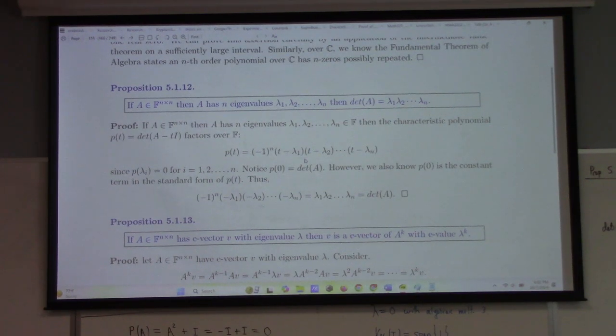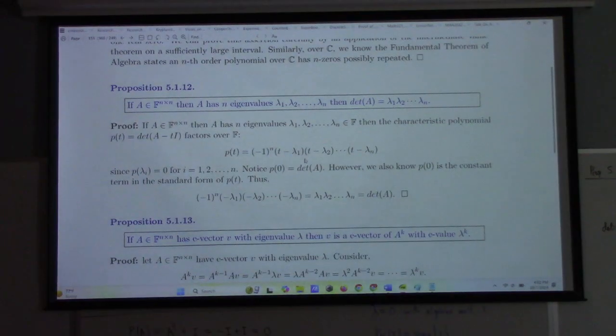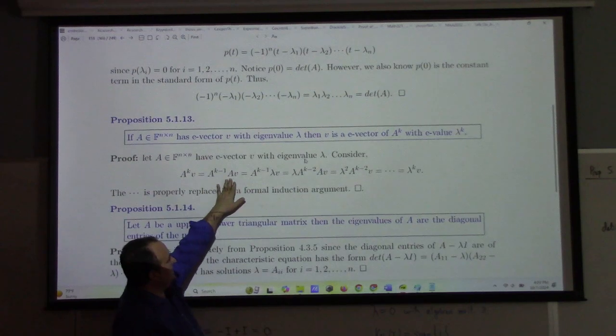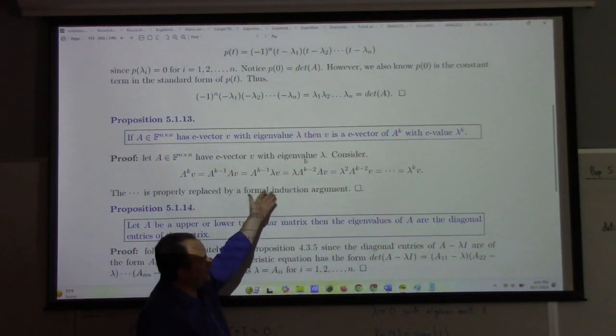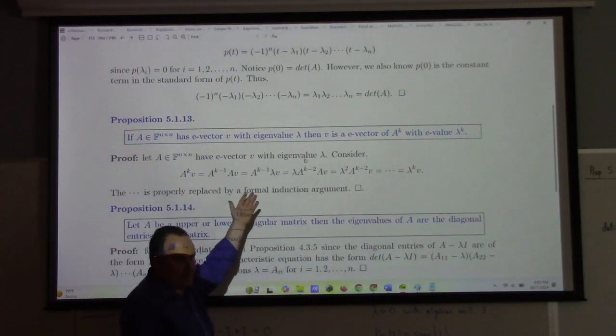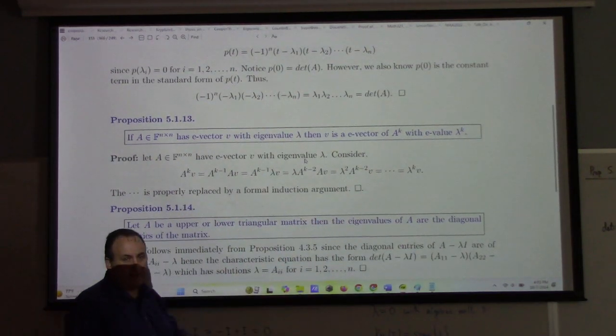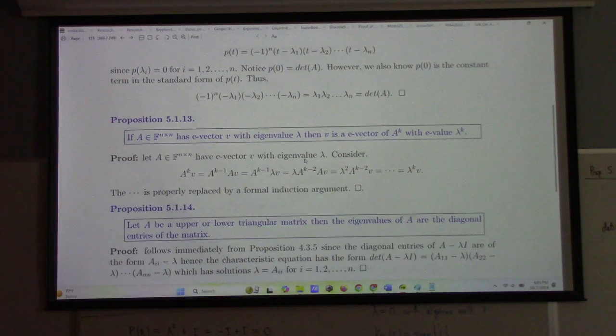So this result's simple. If we have an eigenvector and it's an eigenvalue for A, then it's also an eigenvector for A to the k, because you just keep applying the eigenvector condition over and over again. As you do, you pick up a power of lambda each time, so you get lambda to the k. This being equal to that makes v an eigenvector for A to the k with eigenvalue lambda to the k.